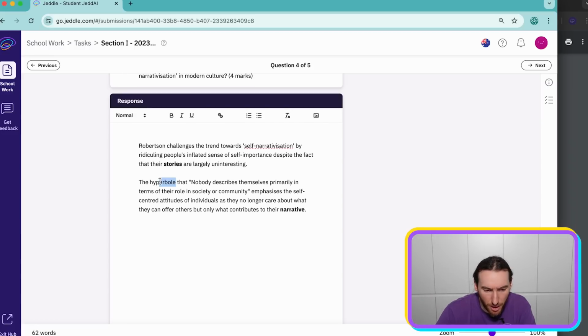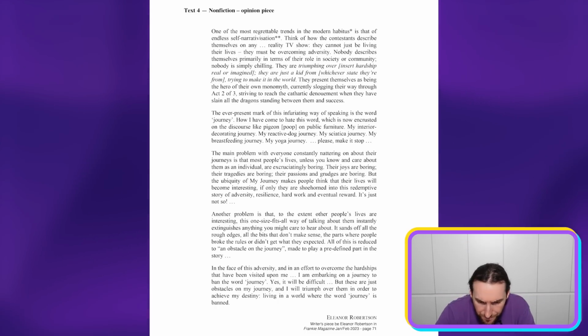Okay, so you can see we've got the technique there, we've got the quote here, and then we've got our effect. The important thing here is self-centered attitudes. Great, let's get the next sentence.